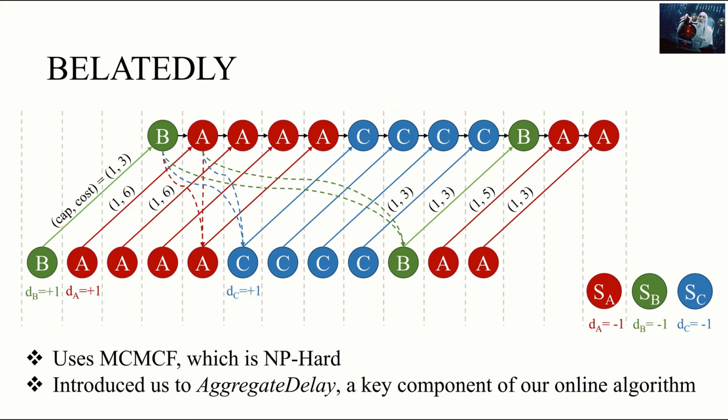First, it's based on an MCMCF problem, the integer version of which is known to be NP-hard. And second, the formulation introduced us to the notion of aggregate delay, which helped us design our practical caching algorithm. I'll discuss this metric in a few slides.